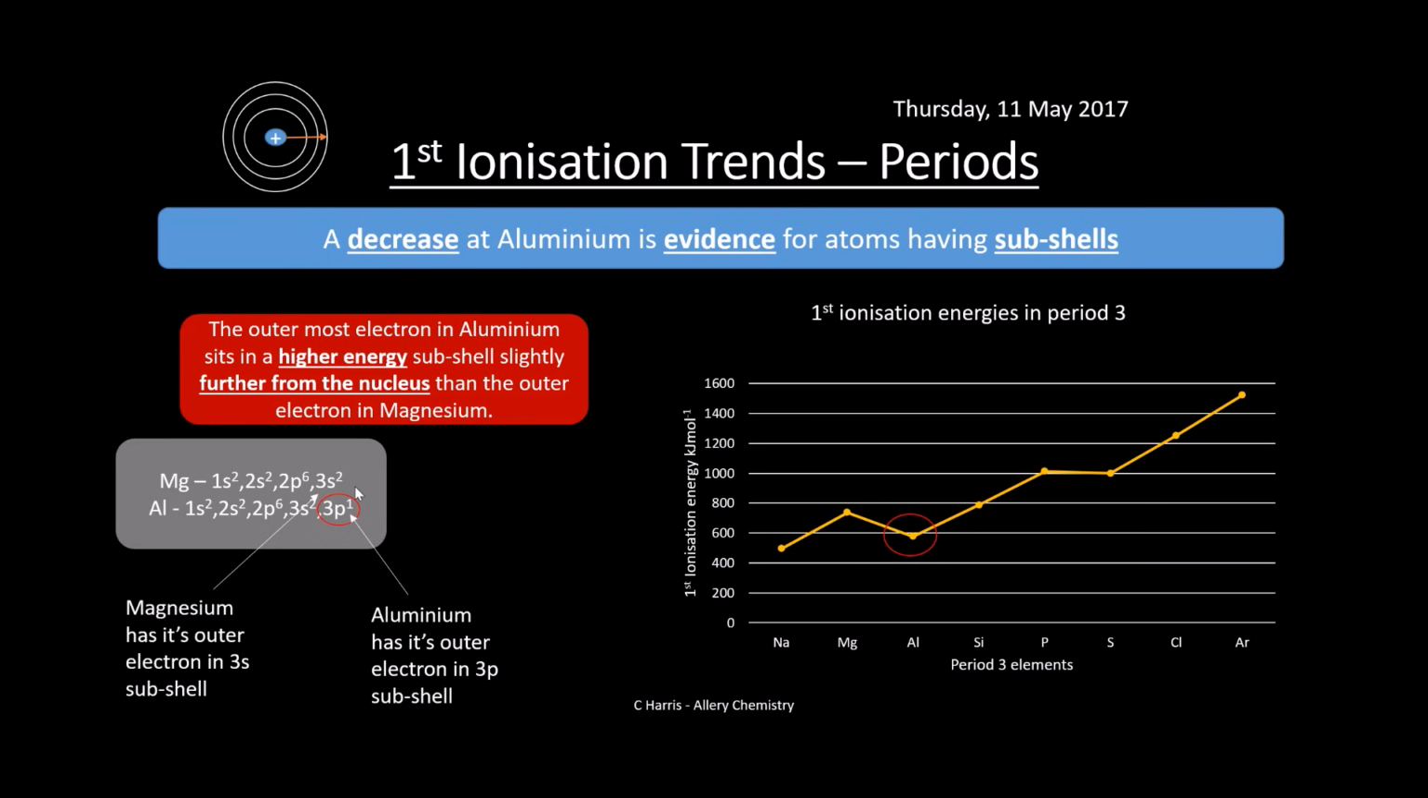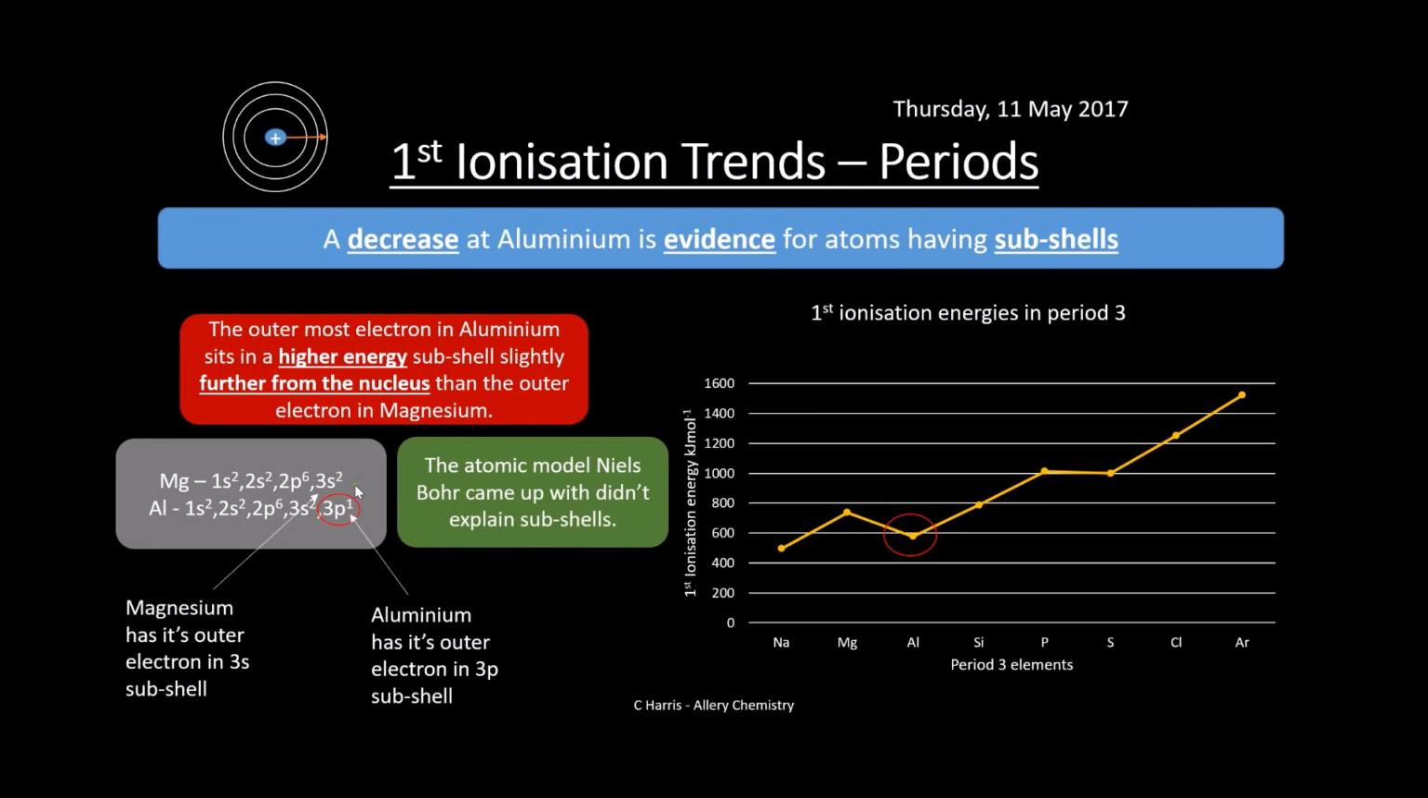Magnesium has its outer electron in the 3s, but the atomic model Niels Bohr came up with didn't explain these subshells, so there was a bit of a problem here. Basically this is evidence that Bohr's model wasn't quite correct. Remember, Bohr came up with the shell theory. The trend is the same for period 2 as well, so make sure you know why that decreases. This is because of the subshell stuff here.